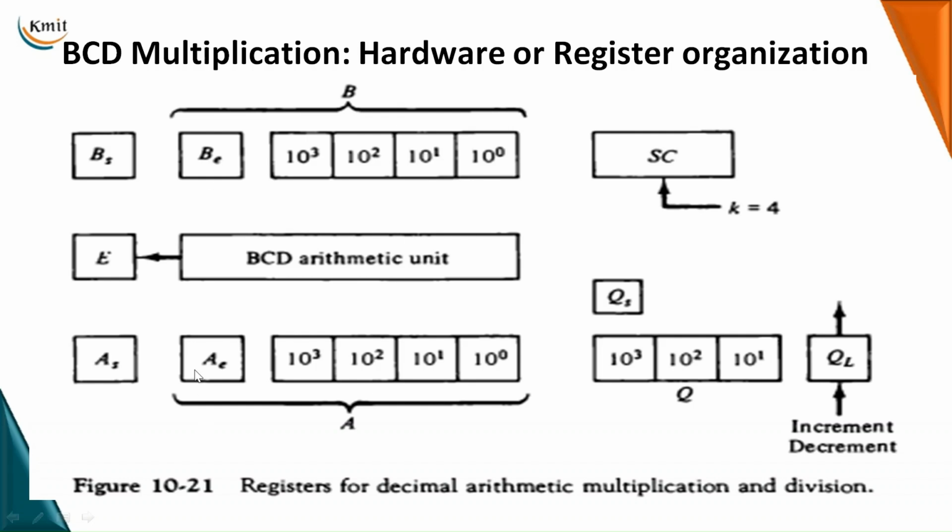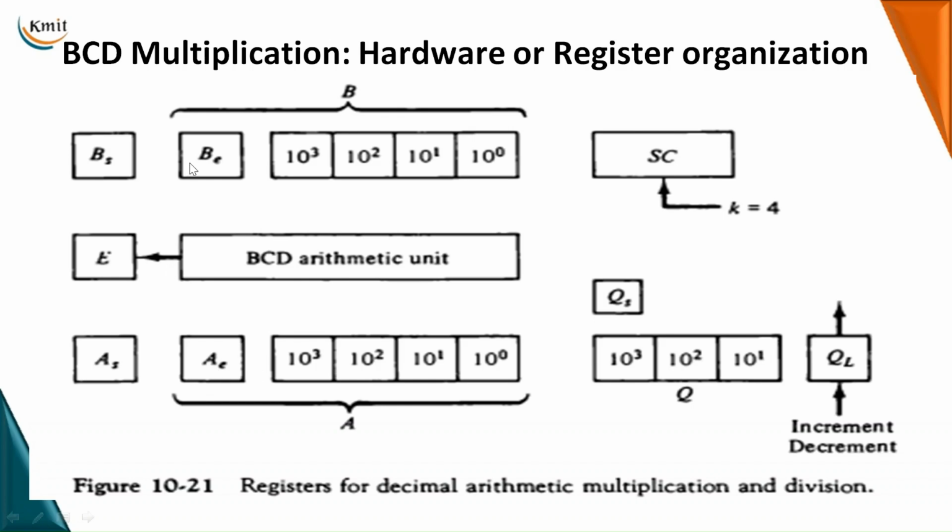The purpose of AE is to accommodate an overflow when you are performing an addition of the multiplicand to the partial product during a multiplication operation. As a part of the multiplication operation, you add the multiplicand to the partial product, and if there is any overflow out of that operation, it is stored in AE.